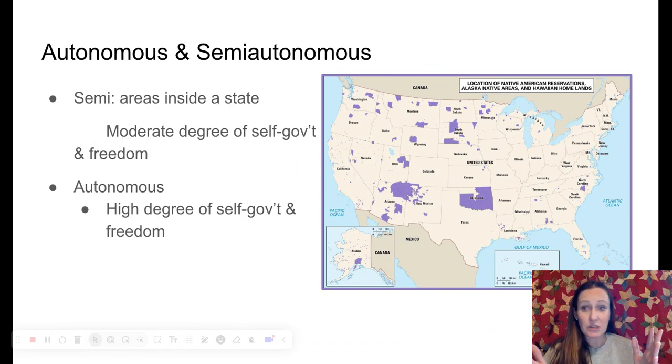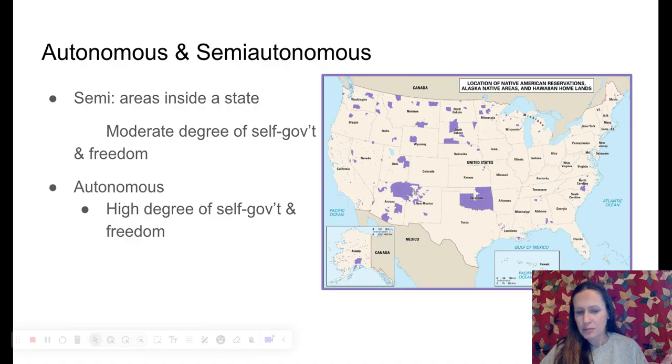This is the last slide. See, this was not so bad. Autonomous and semi-autonomous regions. So these are both areas that are inside of a state. And when I say inside, it might be an island, so it's technically not inside, but politically it would be. A semi-autonomous region would have a moderate degree of self-government and freedom, right? They still have control of their nation. They have some freedoms, but they still have to play by the rules somewhat of what's around them. Hong Kong, right, would be an example of that.